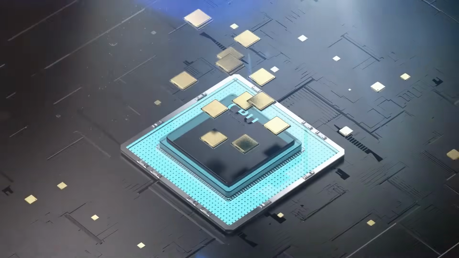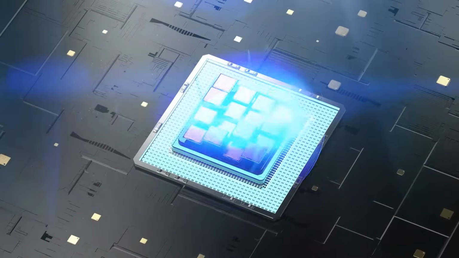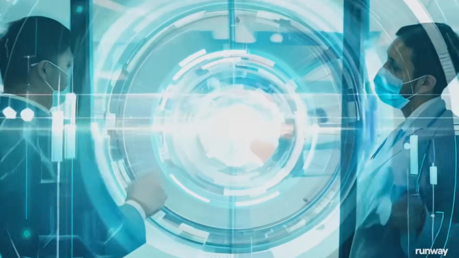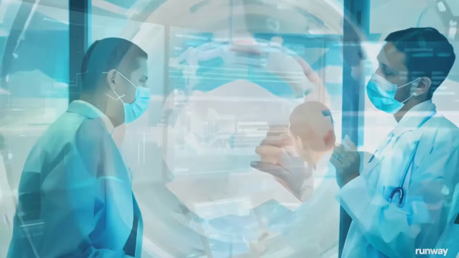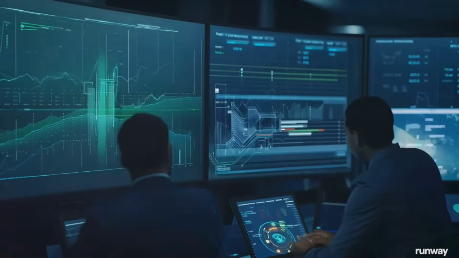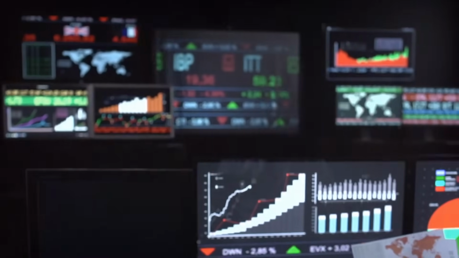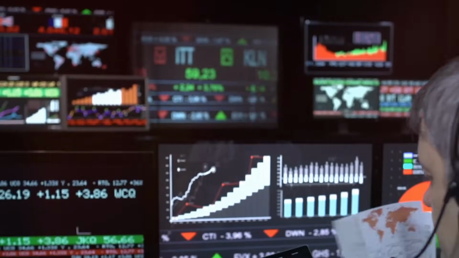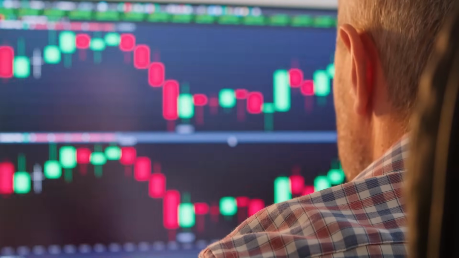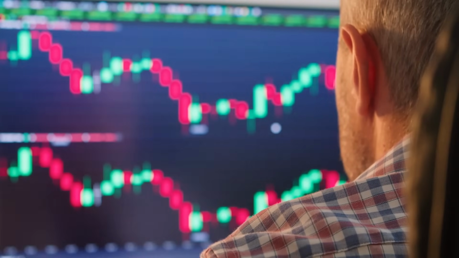Tech giants like IBM, Google, and Microsoft are competing alongside startups to build the first fully functional large-scale quantum computer. This race isn't just about technological prestige, it's about securing economic and strategic advantages that could redefine global power structures. Quantum computing isn't just a technological marvel, it's a disruptive force that will impact multiple industries.